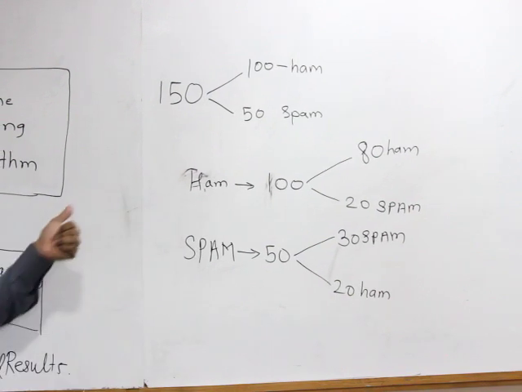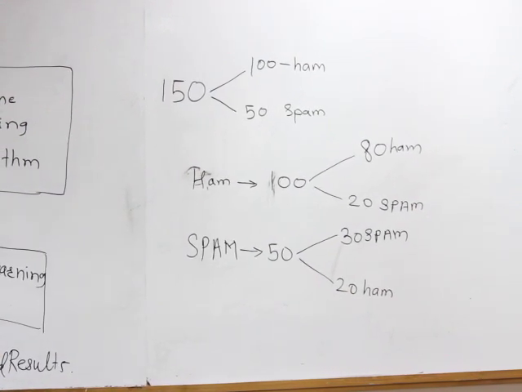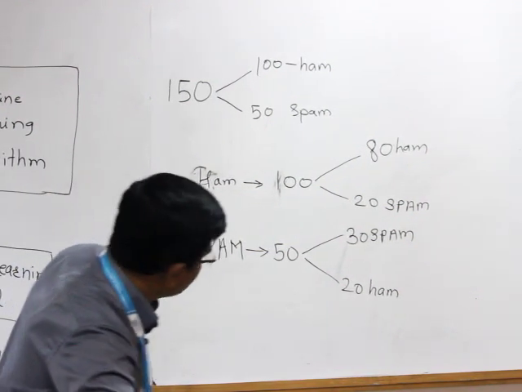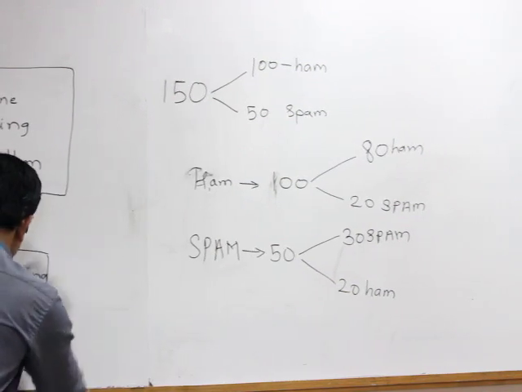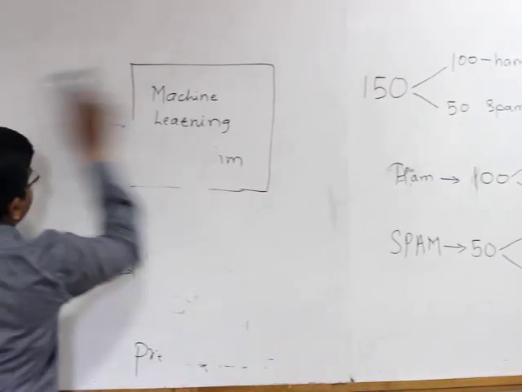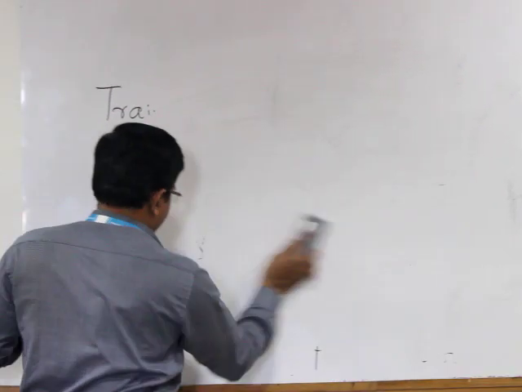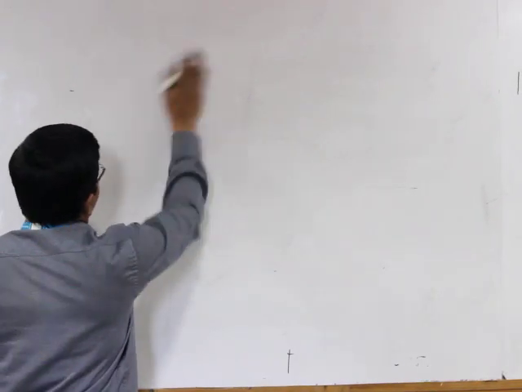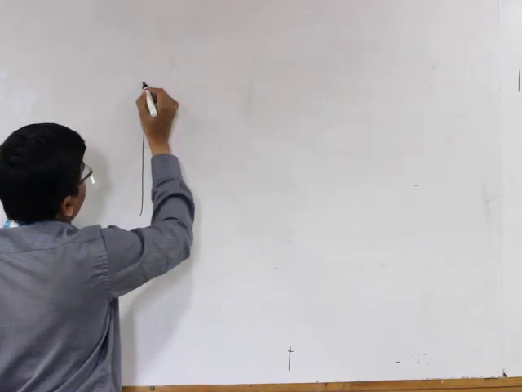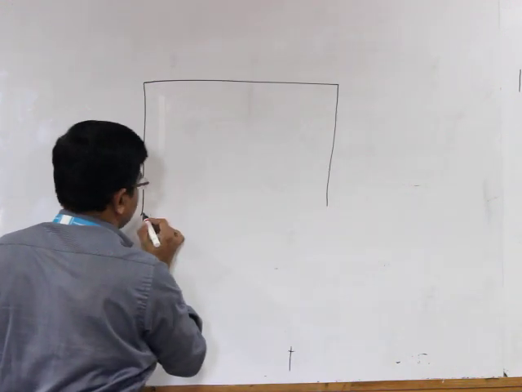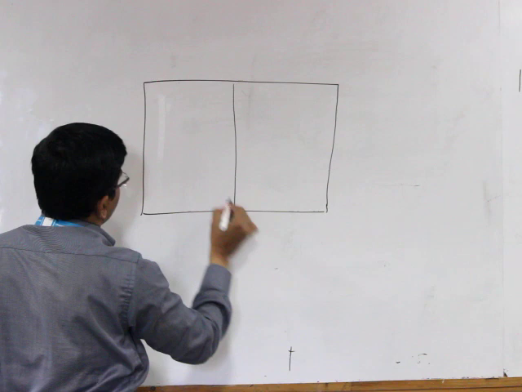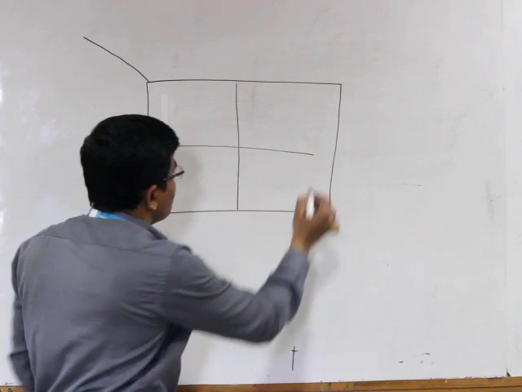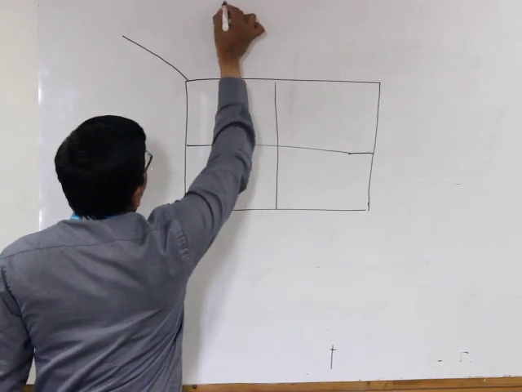Now I'm going to represent these results in a tabular form, a contingency table, which we also call a confusion matrix. So let's represent this data in a confusion matrix. I'll draw a contingency table from these predicted results. Let's represent the predicted results in column manner. So these are the predicted results.